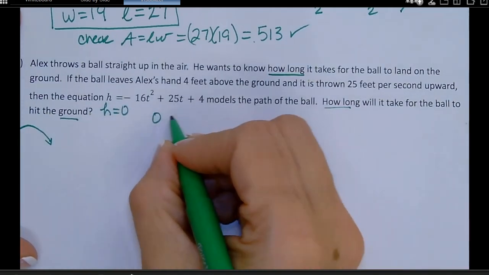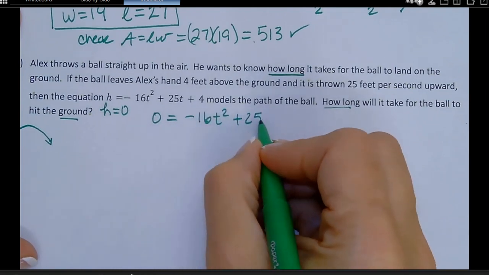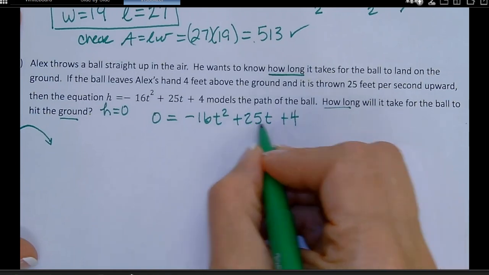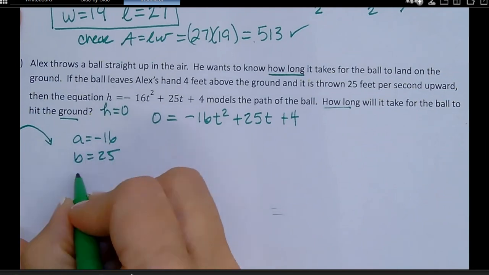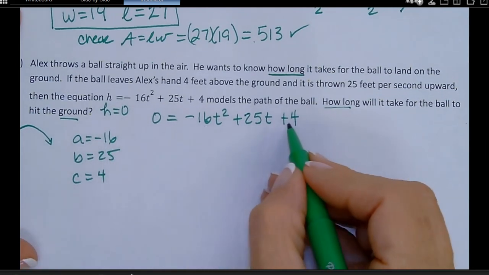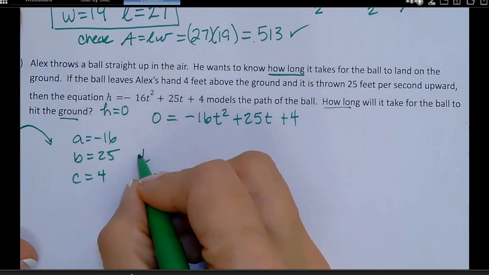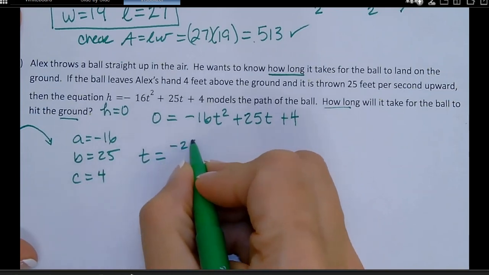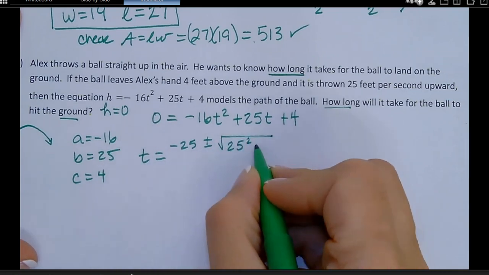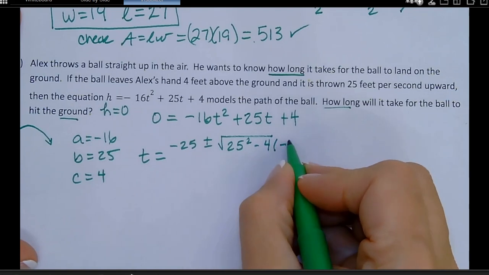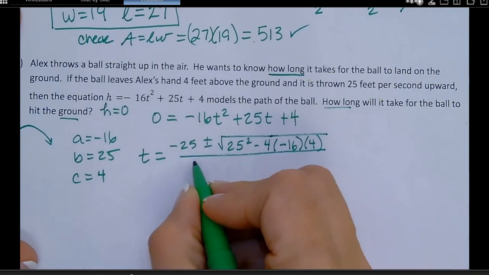Well, that is just a quadratic equation: 0 equals negative 16t squared plus 25t plus 4. So I'm going to plug it all in. I know a equals negative 16, b equals 25, c equals 4. And I know x equals, except in this case it's going to be t equals, right? t equals negative b plus or minus the square root of b squared minus 4 times a times c, all over 2a.